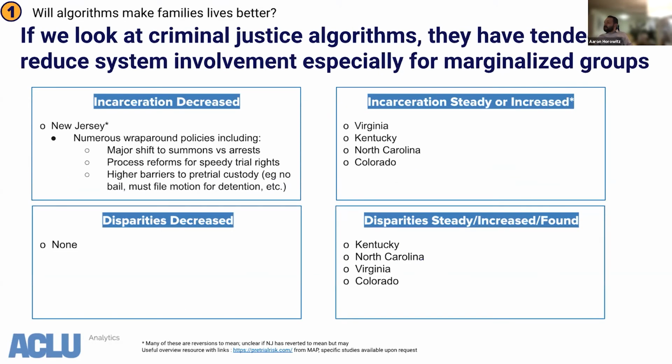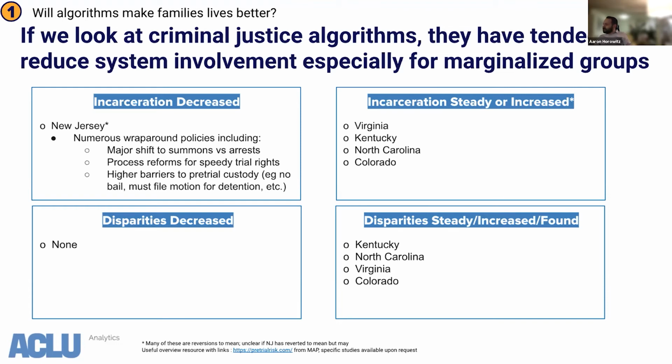I think the first thing that I would point to, when we think about whether these algorithms will make families' lives better, is that the criminal justice system, especially in the pretrial space, is probably 5 to 10 years ahead of where the child welfare system is in terms of the application of these tools.